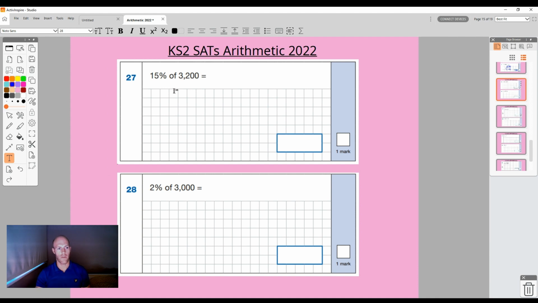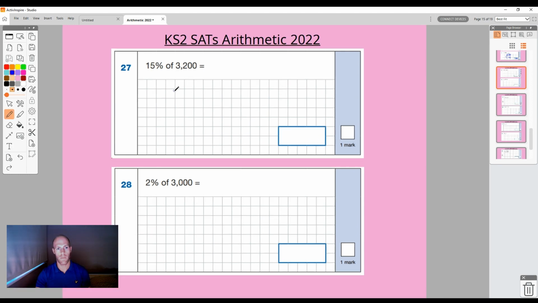15% of 3,200. Get my pen back on. Always find 10%, which is the same as dividing by 10. So 10% straight away of that is going to be 320. Then I halve that to get 5%. But I'm always coming back to that 10. That's the key one. 160. You could do a short division if you wanted to. 10 add 5 would get you your 15%.